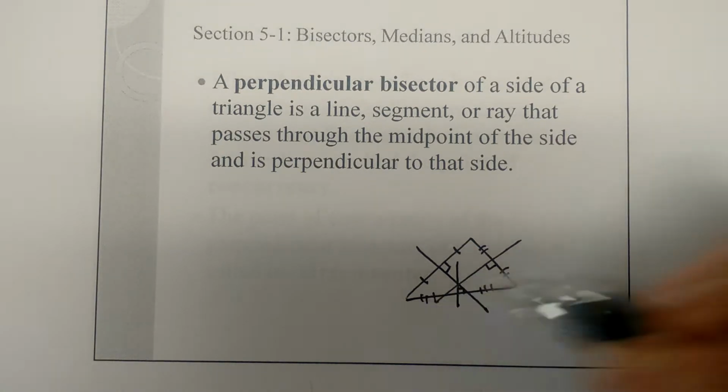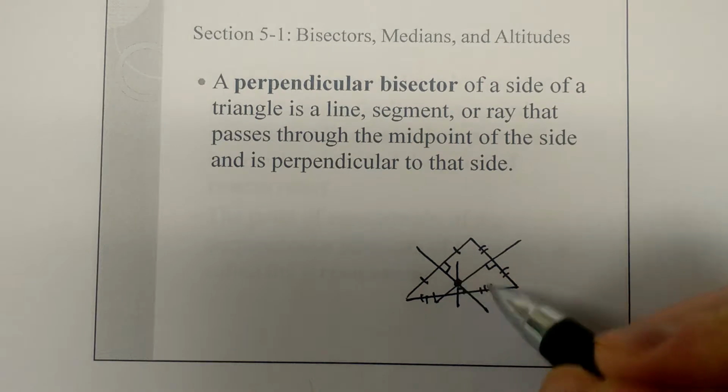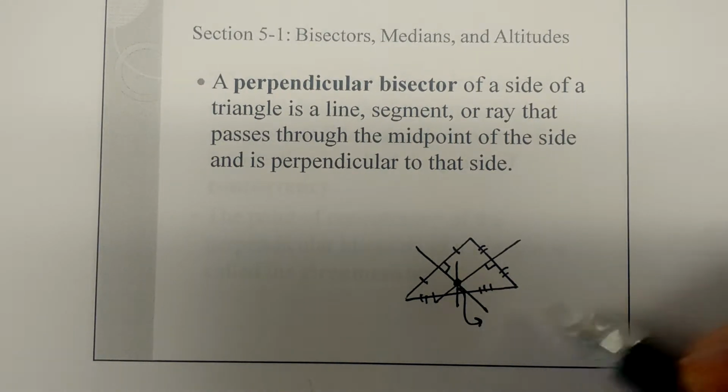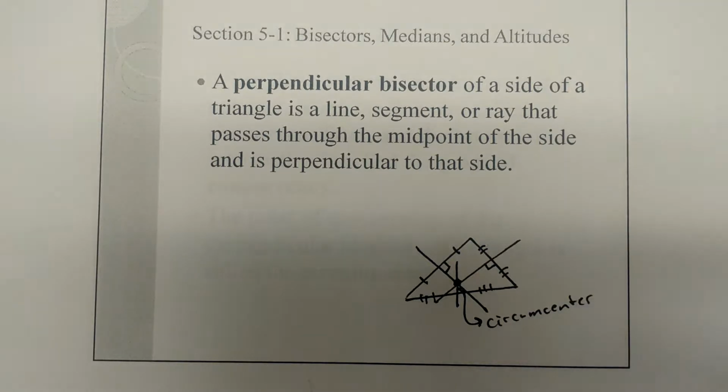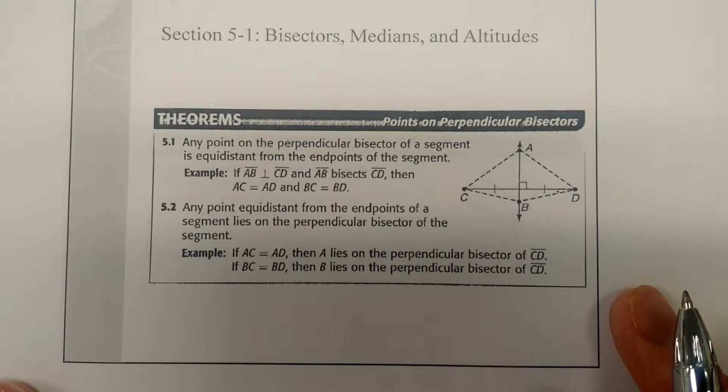1, 2, 3. Now they do meet at a point here. That point is called the circumcenter. So here's just some properties about perpendicular bisectors.